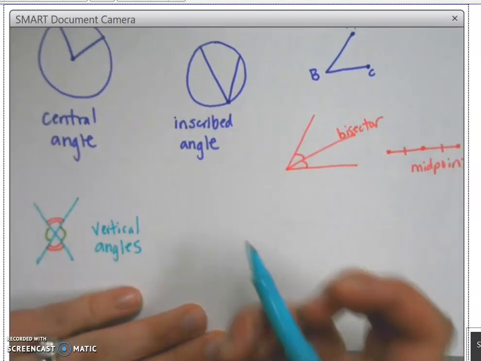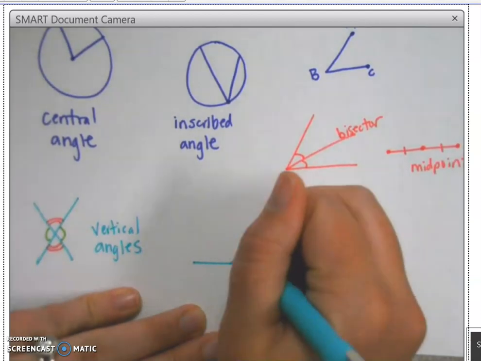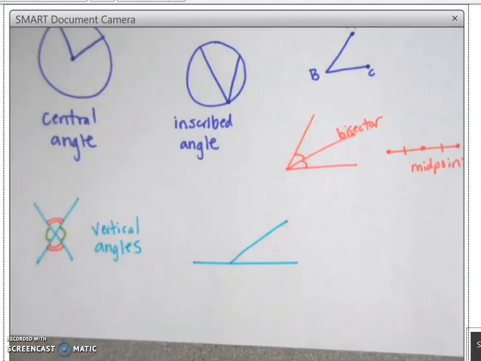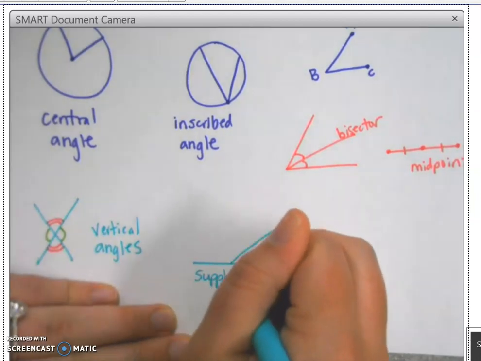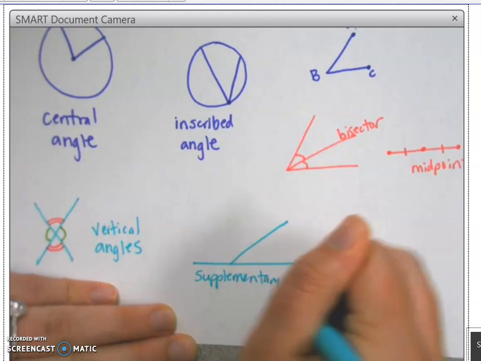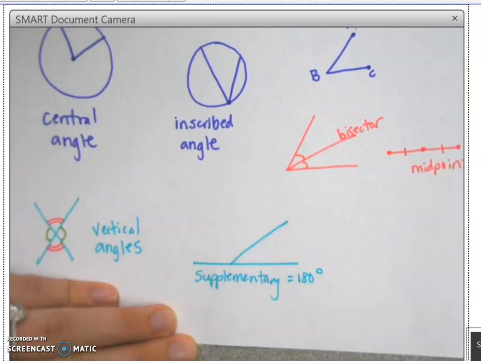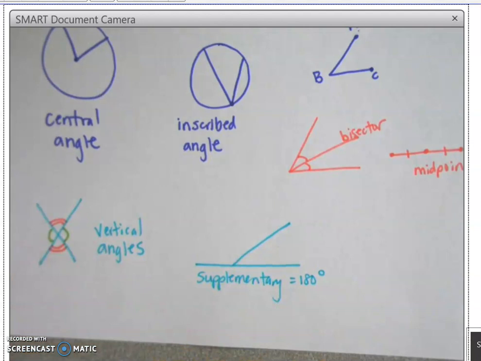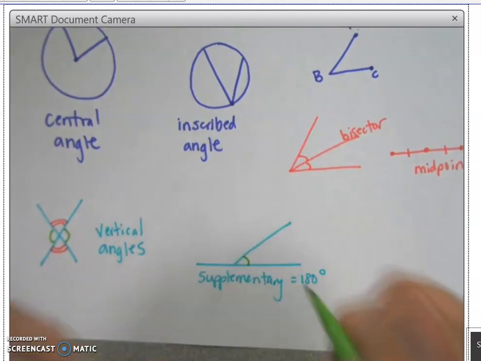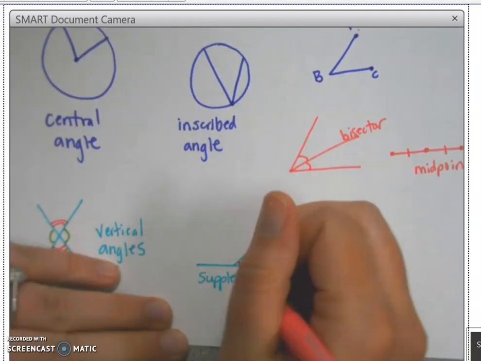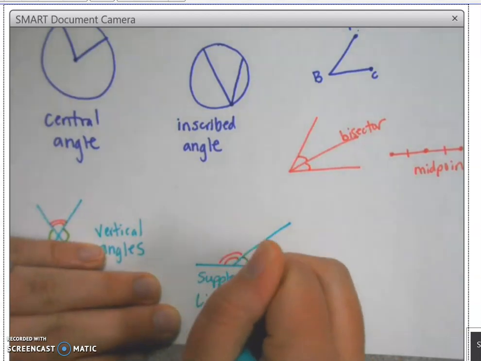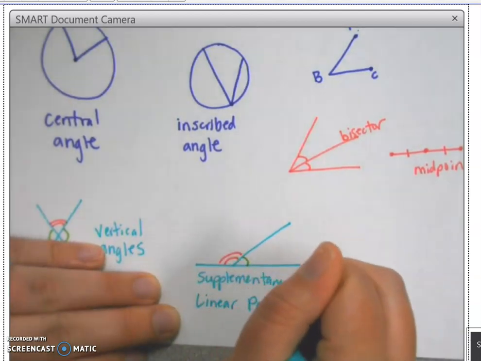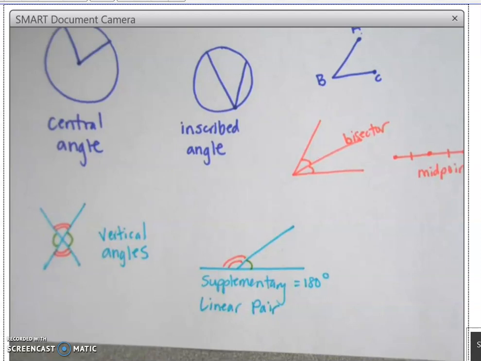You can also have angles that look like this. These add to 180. They're called supplementary. So this angle plus this one, I'll color them pink and green again. So I have this one and this one. Those together are going to add to 180. Another word for this is linear pair. So you may see linear pair, just wanted to make you aware of that.